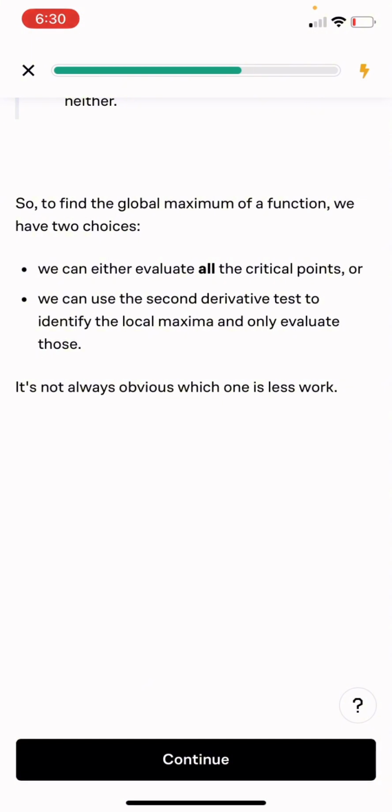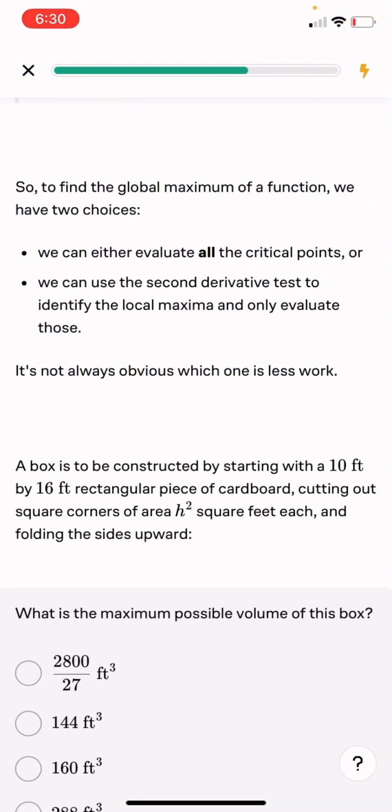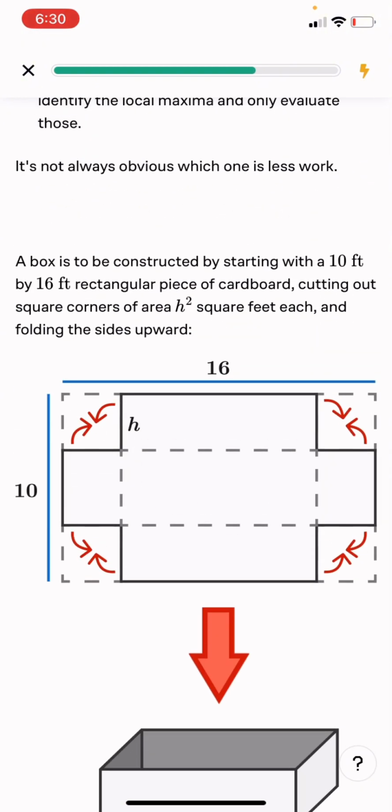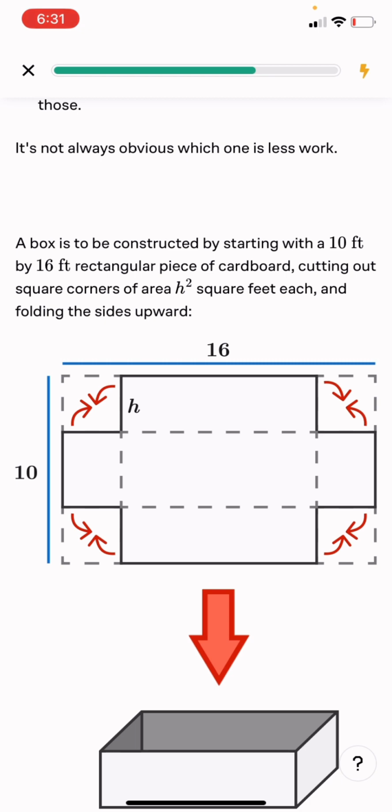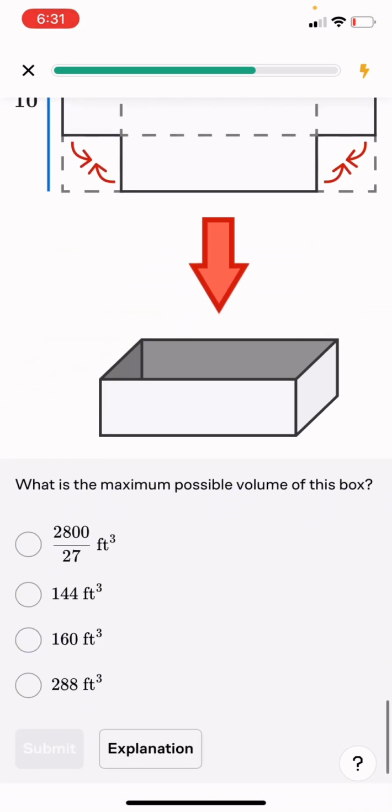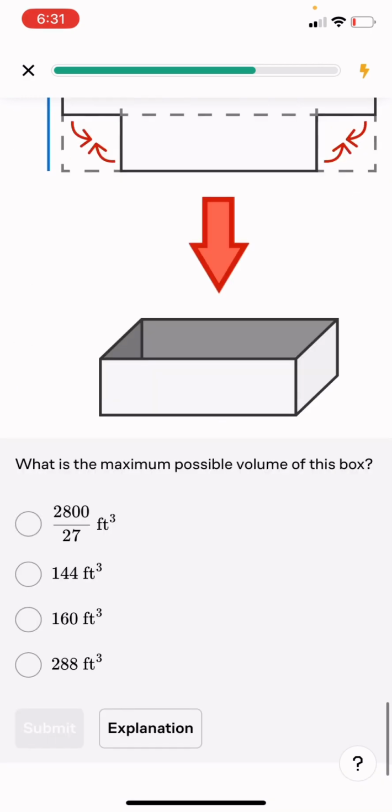So to find the global maximum of a function, we have two choices. We can either evaluate all the critical points, or we can use the second derivative test to identify the local maximum and only evaluate those. It's not always obvious which one is less work. A box is to be constructed by starting with a 10 feet by 16 feet rectangular piece of cardboard, cutting out square corners of area h square feet each, and folding the sides upward. What is the maximum volume of the box?